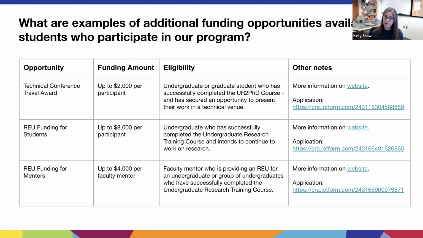And then, of course, any student who has completed the undergraduate research training course and their research is being presented at a conference or a workshop can apply for support to travel to that conference or workshop. We'll pay up to $2,000 per participant, shared for both the undergraduate student and their grad student mentor to potentially attend and present their research.